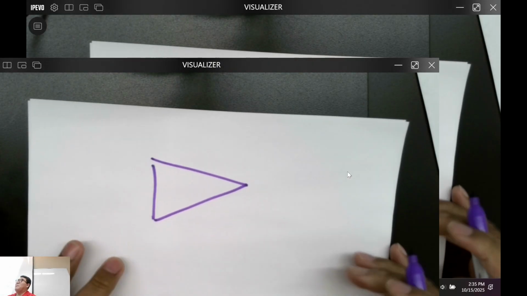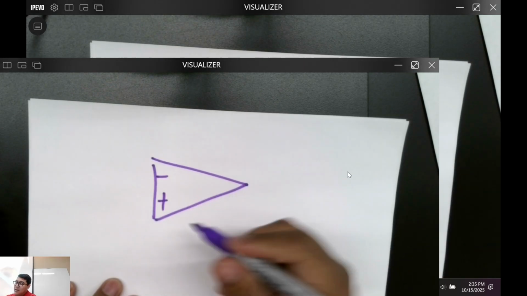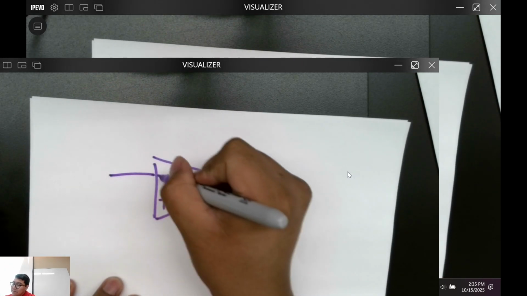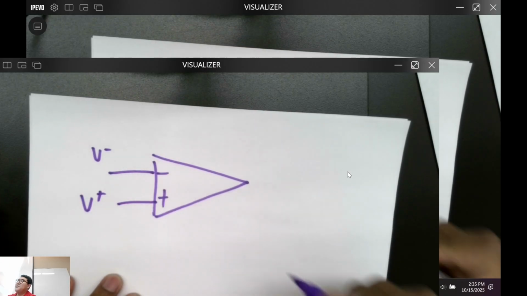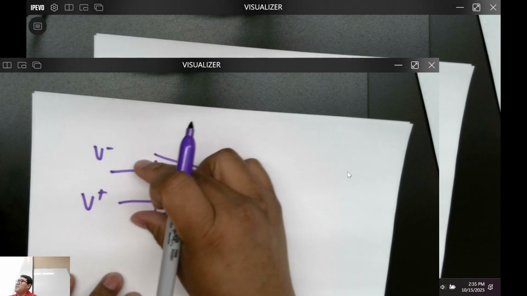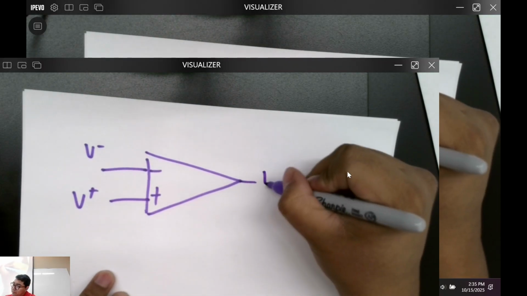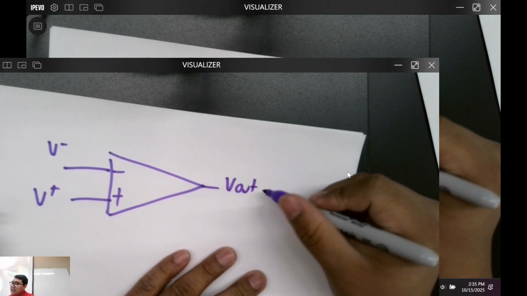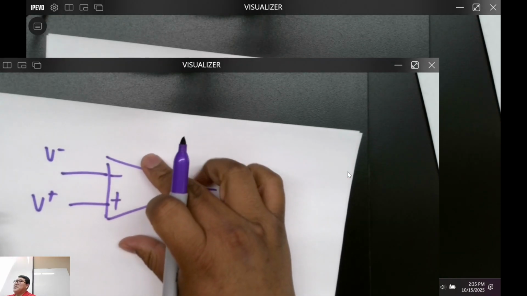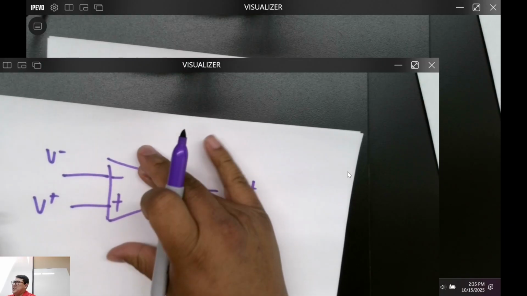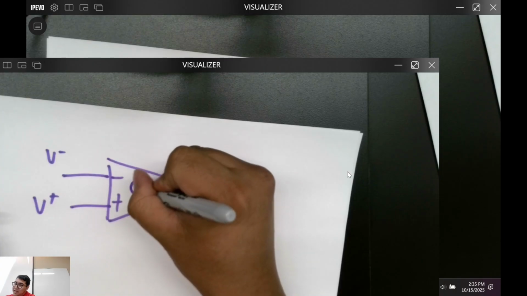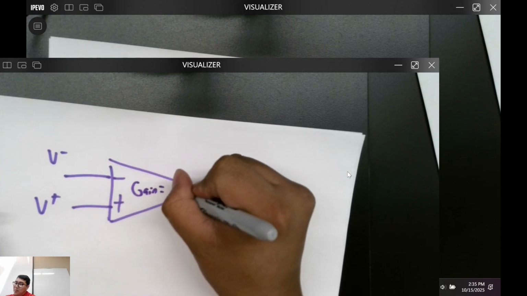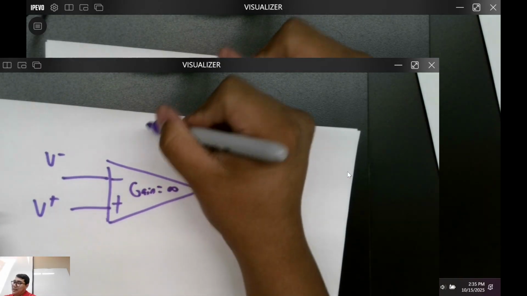So one thing about op-amps is that you have V minus. I'm just going to call this one V plus, correct? And all it's going to do, V out, is that these op-amps, think of them, the ideal op-amp has some type of gain coefficient. I'm going to put gain. That's almost ideally infinity.